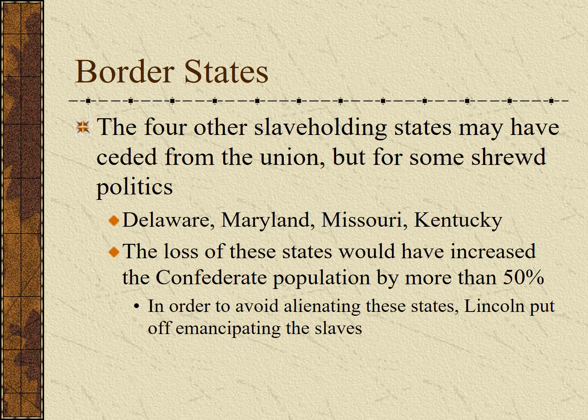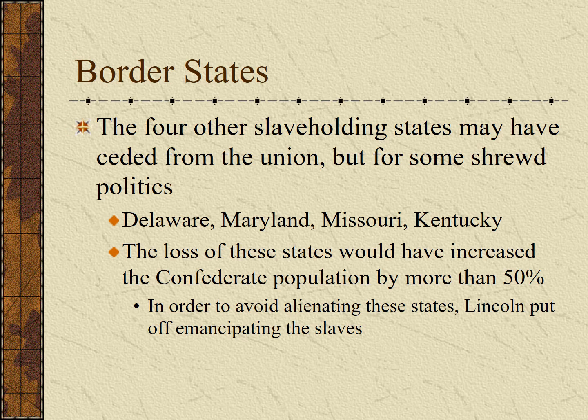So people tend to think of the Civil War as being slave states versus free states. Not technically true, because there were 4 slaveholding states that might have seceded from the Union and sided with their fellow slaveholding states, but for some shrewd politics on the side of Lincoln. So that's Delaware, Maryland, Missouri, and Kentucky.